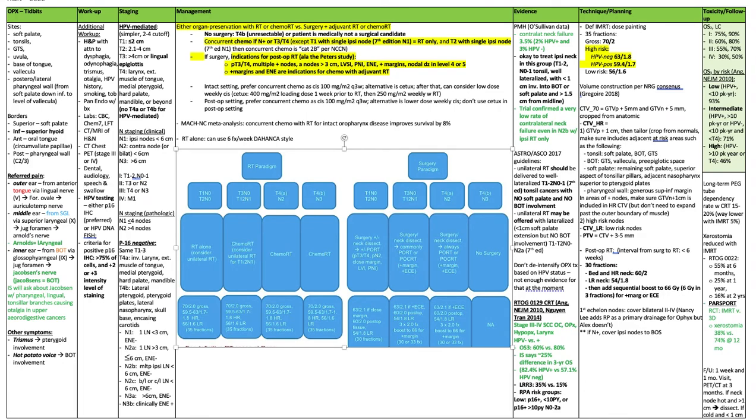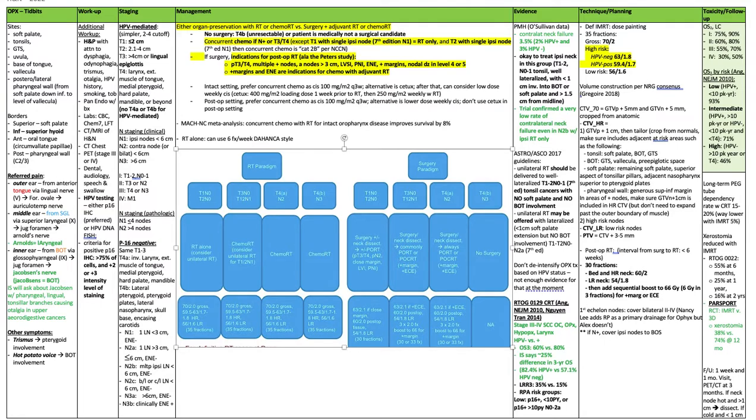Oropharynx cancer tidbits. Sites include the soft palate, the tonsils, the glossotonsillar sulcus, the uvula, the base of tongue, the vallecula, the postero and lateral pharyngeal wall, which extends from the soft palate down to the level of the vallecula. The borders: the superior border of the oropharynx includes the soft palate. The inferior is the superior hyoid.